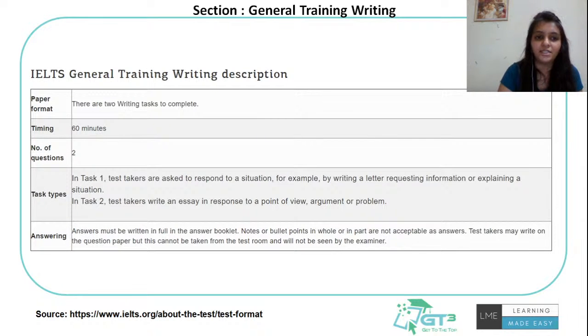Now the general training writing is similar. You'll be allocated 2 tasks, and the time span would again be 60 minutes, that is, 1 hour. For task 1 it would again be 150 words, but task 1 would be different from the academic task 1. What's the difference? You're moving for immigration purposes, or you are going for job purposes. For that reason you'll need to write a letter. The letters would be formal, semi-formal, or informal. These are the 3 types of letters that would be given. Any one type would be asked in the exam, and you have to attempt it in 150 words.